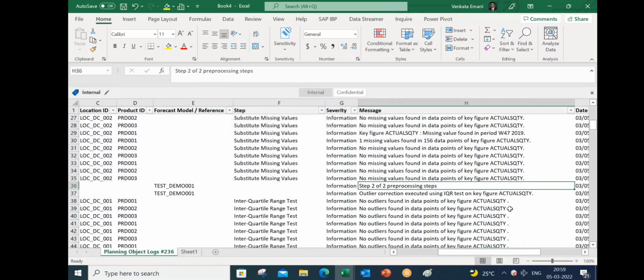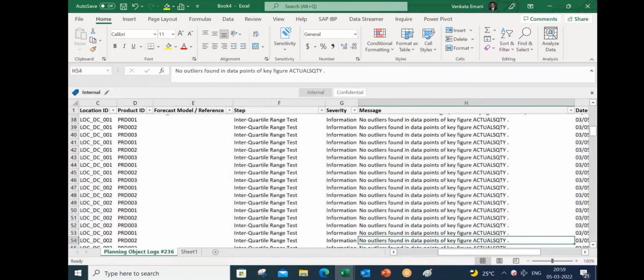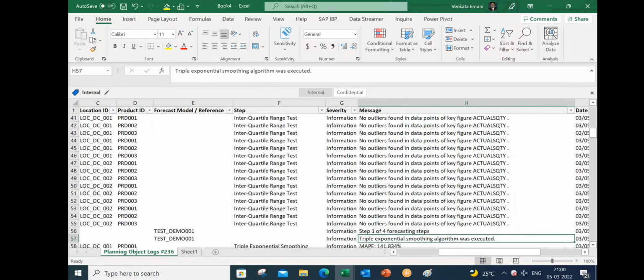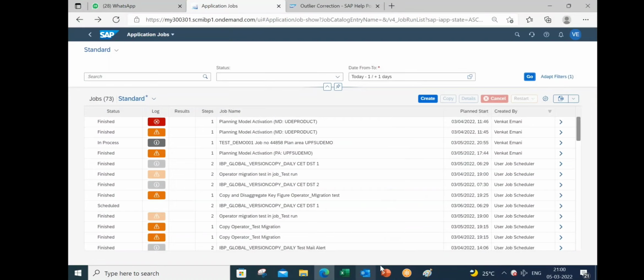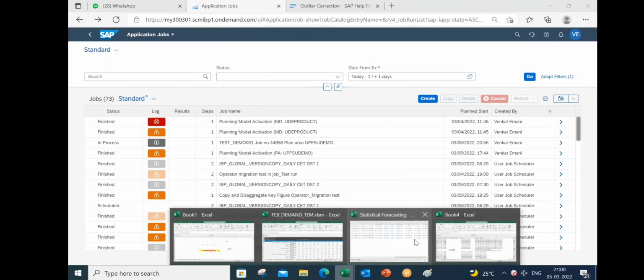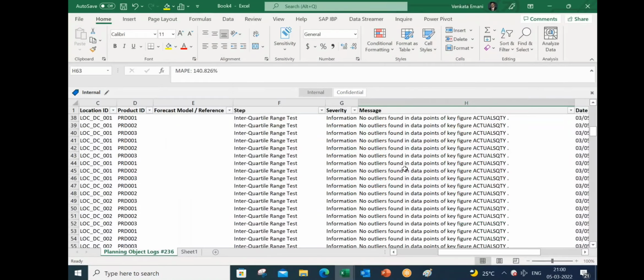After that, step 2 of the pre-processing step: it is trying to calculate outliers. It is telling no outlier, no outlier, no outlier, because we have given a good range. If I gave something like 1 lakh, it probably would have detected some outliers. But anyhow, no outliers were found.